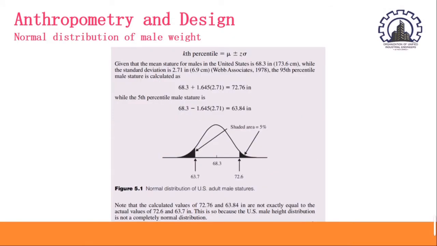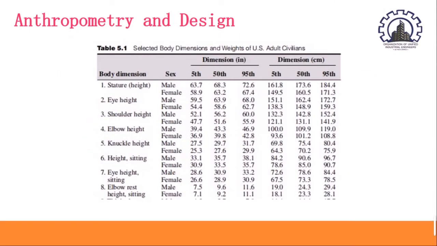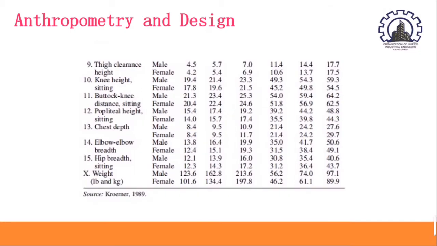While the 5th percentile male stature is 68.3, the 50th percentile, minus 1.645 times 2.71, which is the standard deviation given, and it is equal to 63.84, which is closely relative to our table in the stature height in the 5th percentile, which is 63.7.